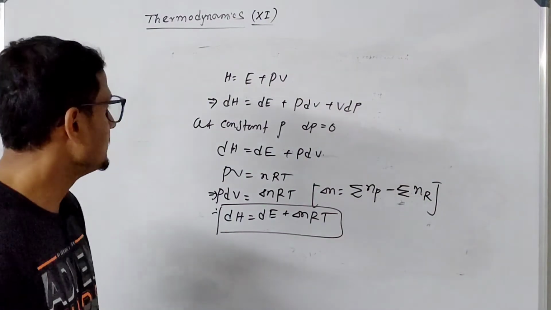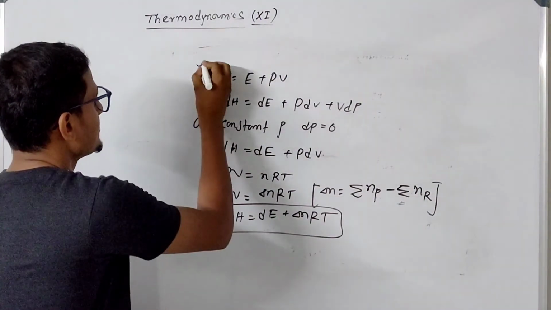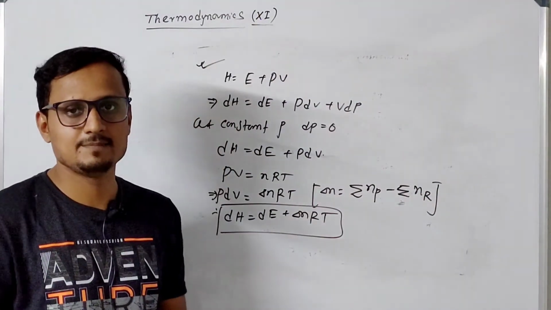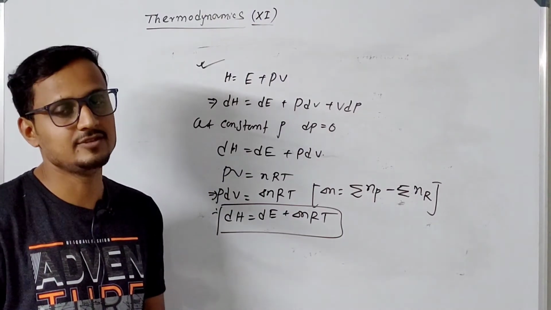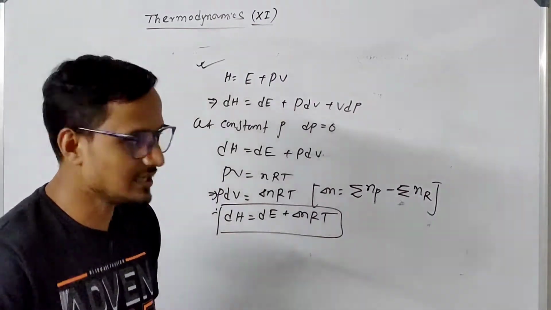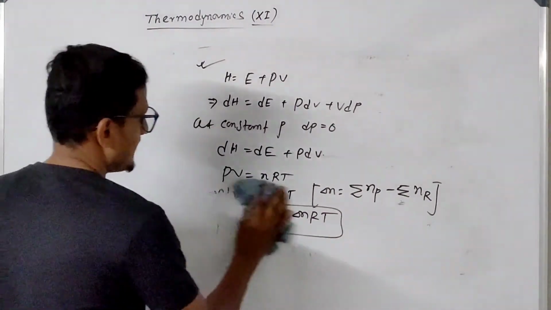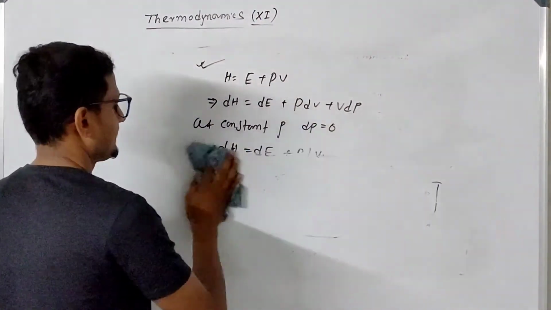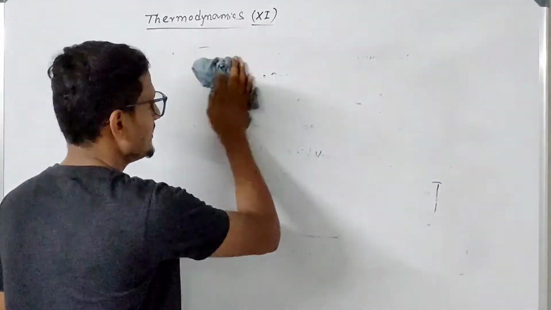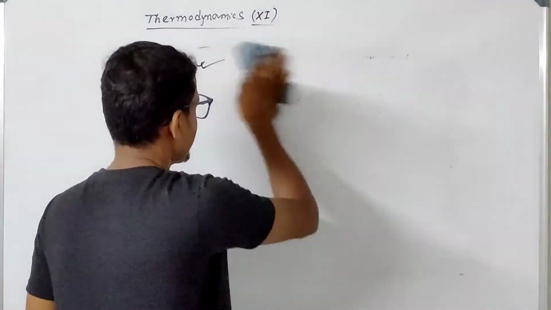Now we will establish the next relation. So the first relation is proved. The next relation is Cp minus Cv equals R. So the relation between Cp and Cv, Cp minus Cv equals R, we are going to prove.